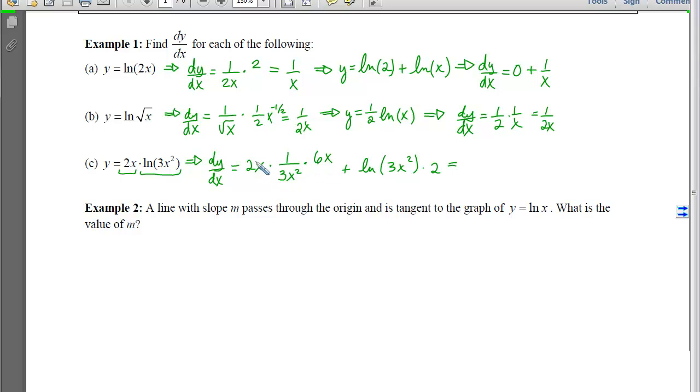I can see that I've got a 12x squared on top and a 3x squared on the bottom, so that gives me a 4 plus a 2 ln of 3x squared.